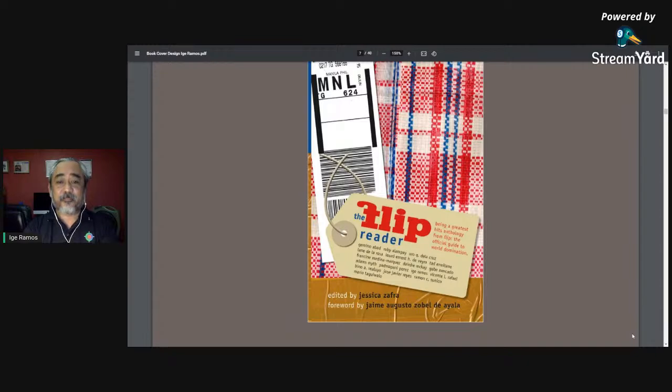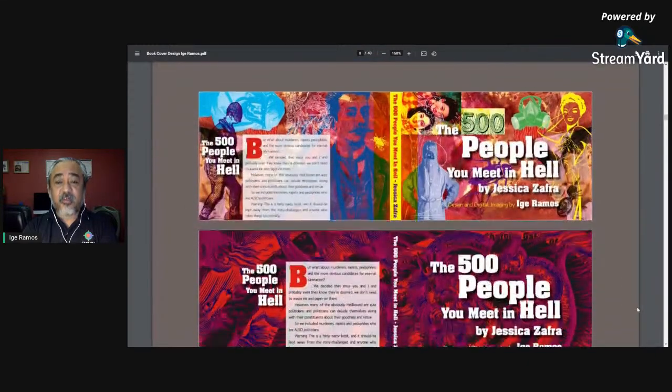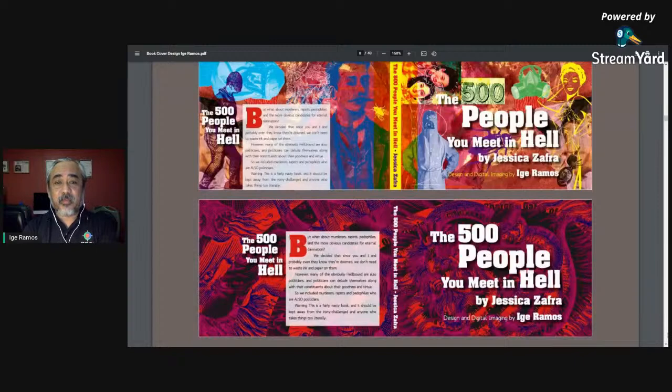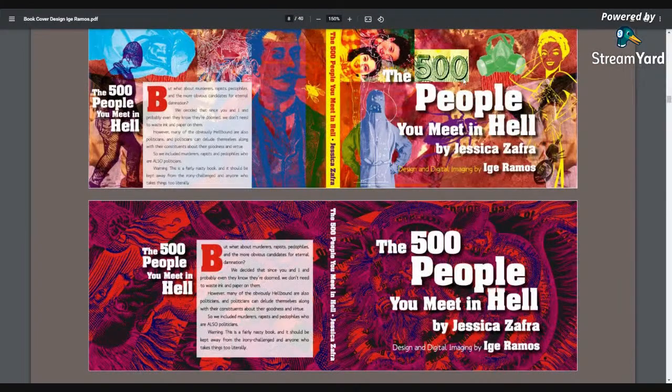Okay, next. Okay, this is very interesting. If you remember the book The Five People You Meet in Heaven, Jessica came up with The 500 People You Meet in Hell. So I did a digital collage. This is the period where I did a lot of collage work. And I used the 500 peso bill and the figure from the 500 peso bill as a rebus, as a text, and then you have all these images.